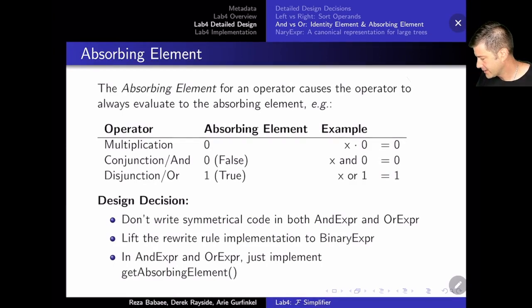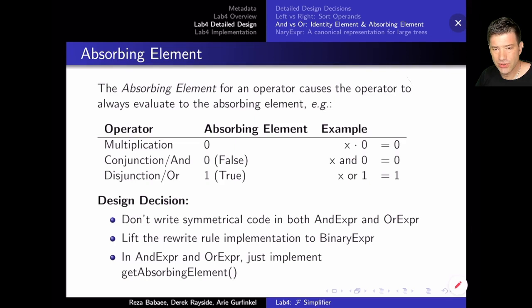Exactly the same thing with absorbing elements. An absorbing element is like a 0 for multiplication. So it's the one that eats the value and makes the output be itself. For an OR, it's a 1. And for conjunction, it's a 0. Again, the same thing. We want to avoid duplicating the same symmetric code in both AND and OR expression. Of course, the reason why we want to do this is that it minimizes chances for having bugs and maximizes chances for fixing bugs.